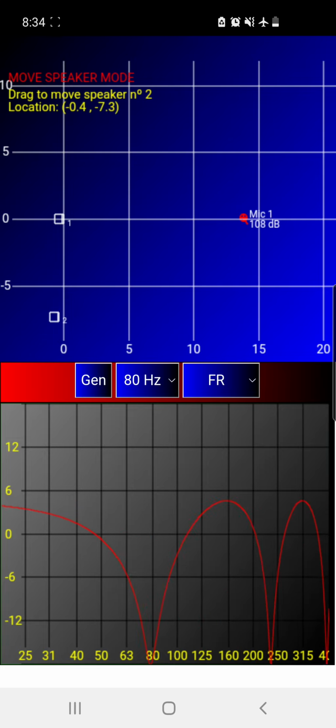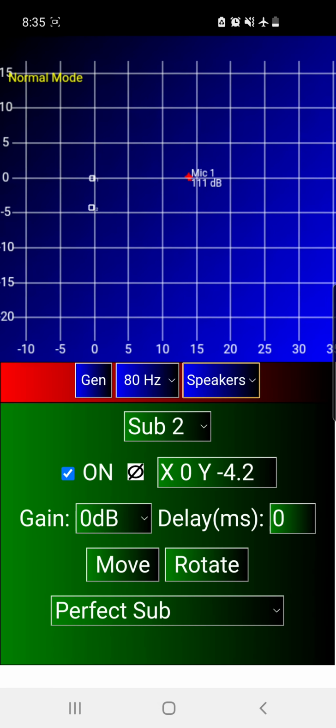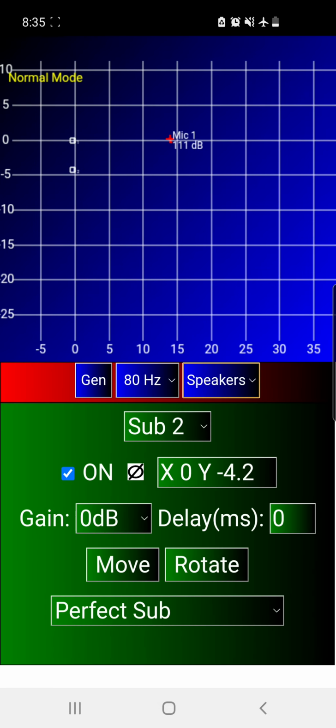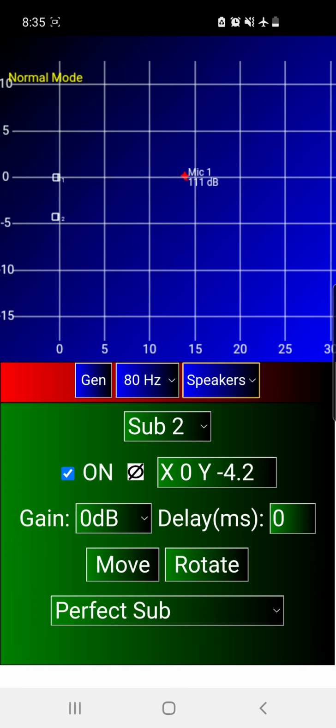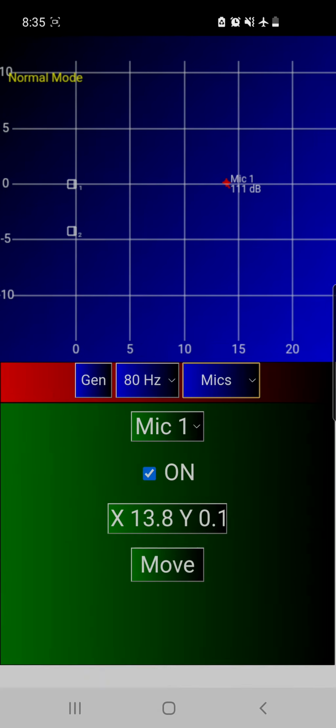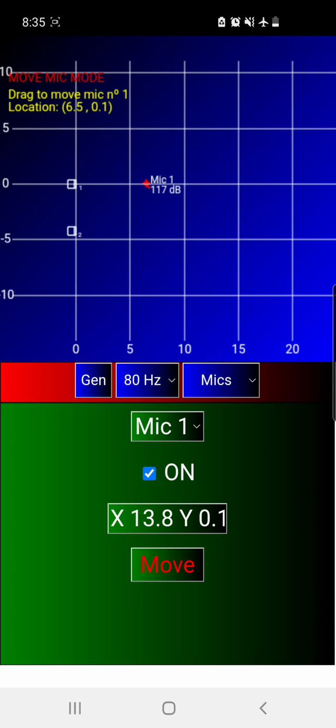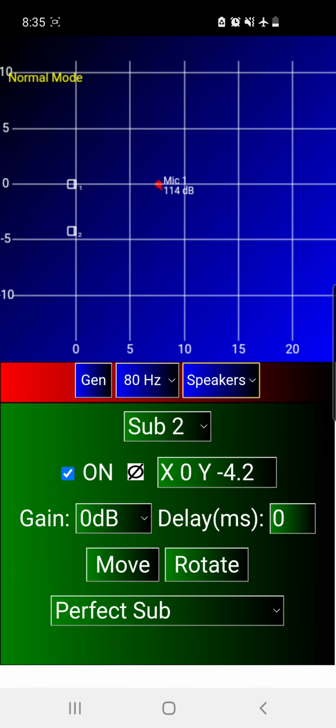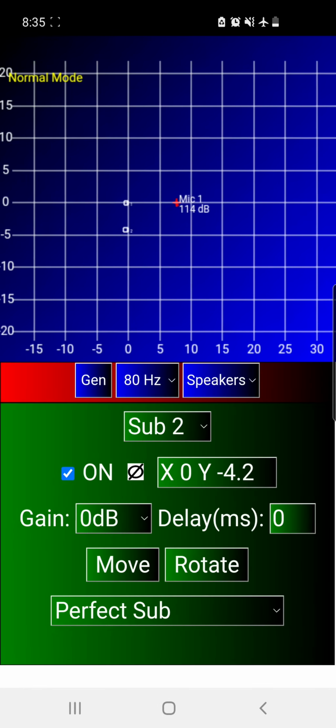Whoa, and that is our well-known comb filter. Very easy to see, very easy to understand, and to teach for anyone interested in this. For example, I'm going to put microphone number 1 a little bit near a couple of speakers, and now I will move speaker number 2.